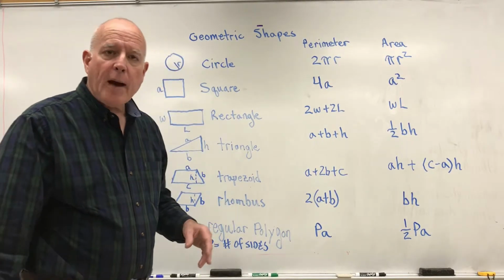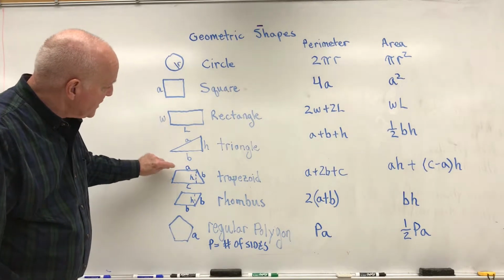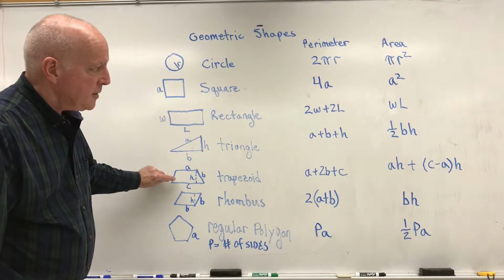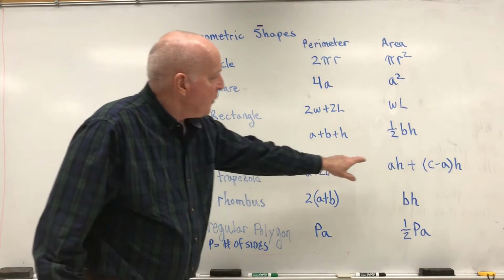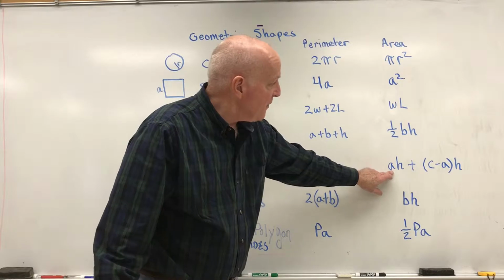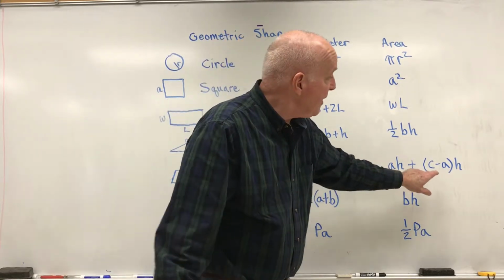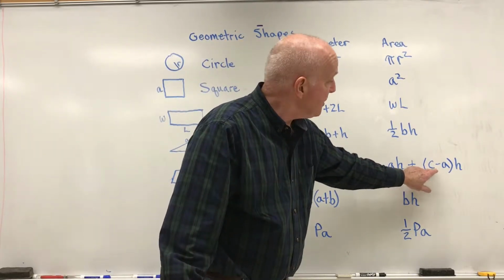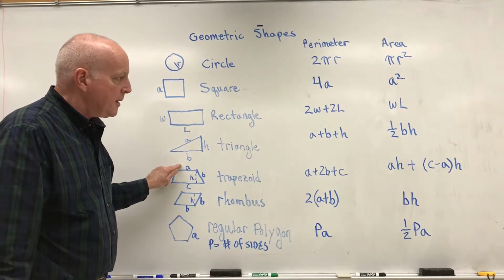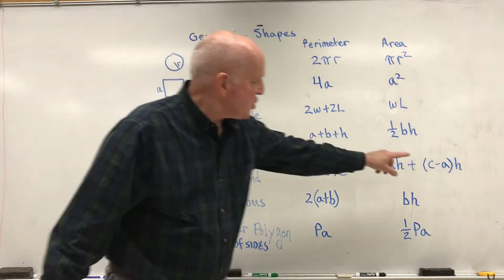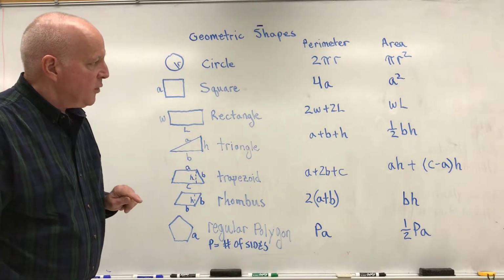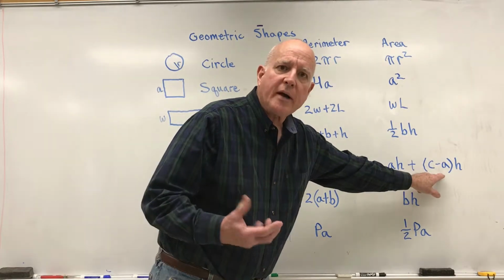The area of a trapezoid can be thought of as the area of a rectangle plus 2 triangles. So we have the rectangle that's described by a and h, that's the area of that rectangle, and then we have the area of the 2 triangles, which is going to be c minus a, the long side minus the short side, times h, which is the height of this. This is really the area of 2 triangles added together.